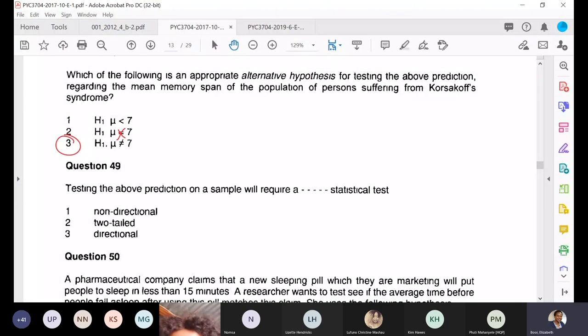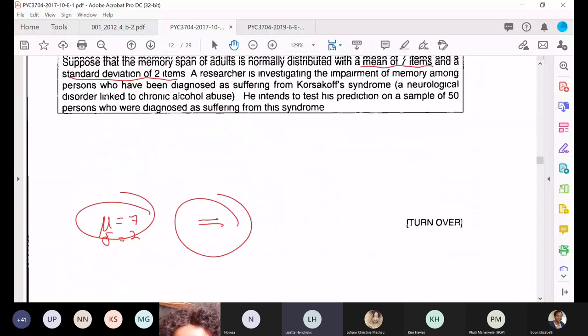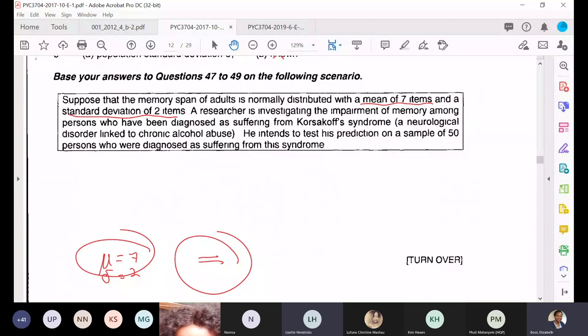Ms. Boy? Yes. Just on the question where you said we can assume that when we don't see more than, greater than or less than, we can already assume that it's equal to. Is that the general assumption that we make? Yes, because let's say for this sentence, they would have said something like, a researcher is investigating the impairment of memory among people who have been diagnosed as suffering from this, and maybe they would have added, because it's more than the average population or something like that.